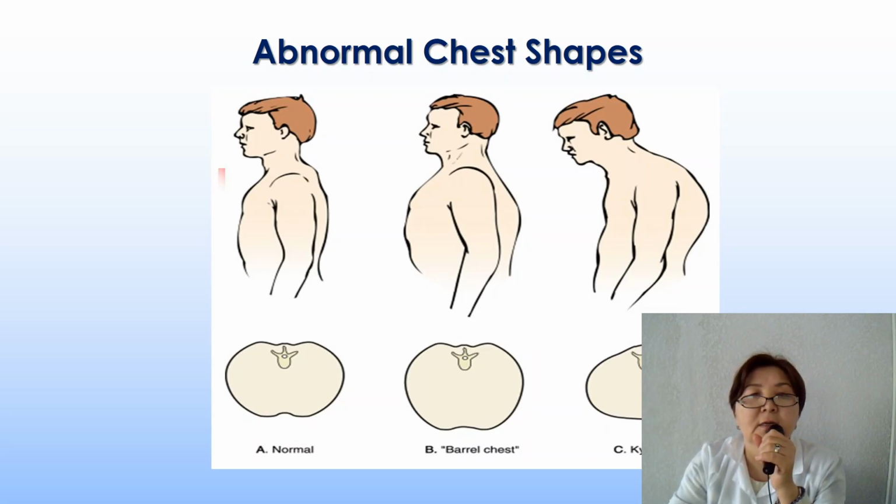And these are abnormal chest shapes: barrel chest and kyphosis. If you compare the normal chest shape, the anterior-posterior size to lateral ratio is 1 to 1.5.